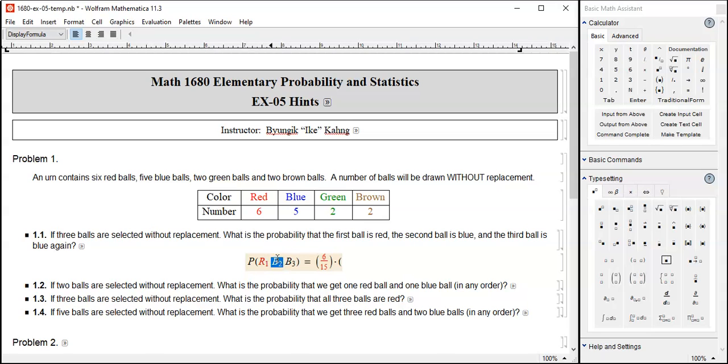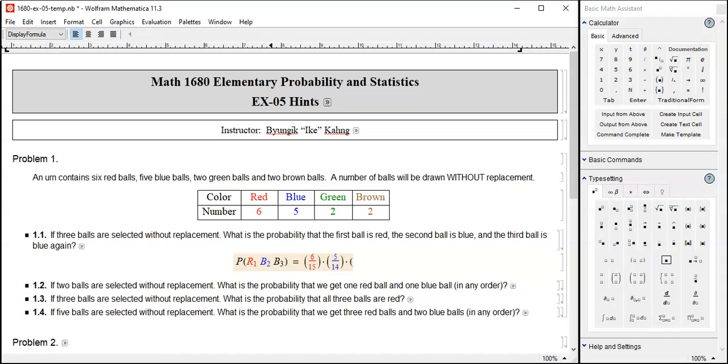Okay, let's go to blue. Second draw is blue. Now what's the probability? There are 5 blue balls to choose from, and how many balls are there to choose from in total? Is it 15 again? The answer is no, it's 14, not 15. Why? This is without replacement. We selected the first ball, that's red, and that did not go back into the urn. So there are only 14 balls to choose from. 5 of them are blue, so 5/14 is the next probability to multiply.